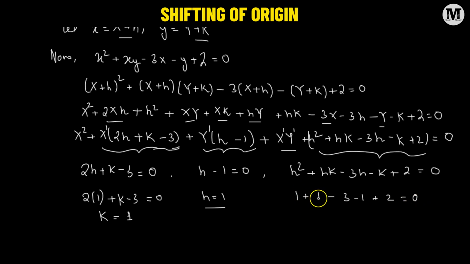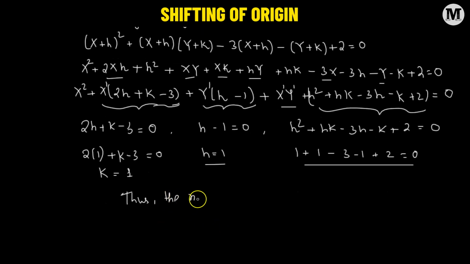1 plus 1 is 2, 2 plus 2 is 4, and 4 minus 3 minus 1 is 0. So the values of h and k are both 1. That means this is the particular point. The new origin, which we call O prime, has coordinates (1, 1). This is the point where the transformed equation does not have any first degree term or constant term.